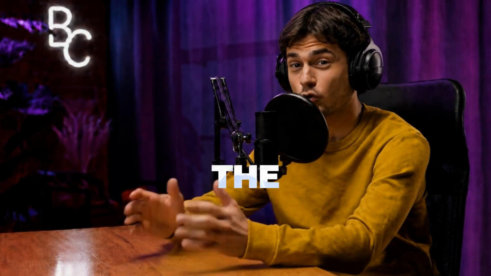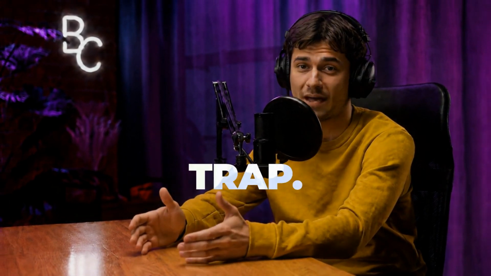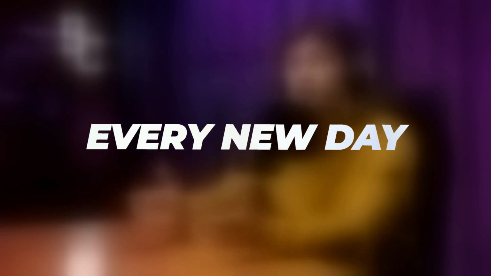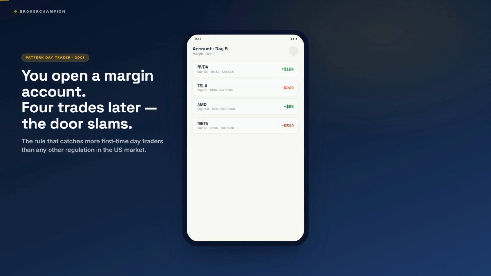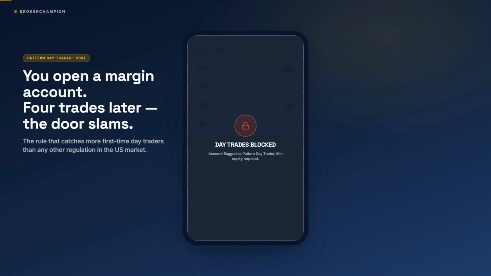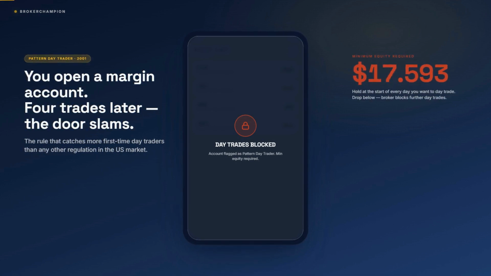Margin accounts, and the $25,000 PDT trap. Here's what every new day trader needs to know. You open a margin account to day trade US stocks. You place 4 trades in a week, and suddenly your broker flags you, locks you out, and tells you that you need $25,000 in the account before you can place another day trade.